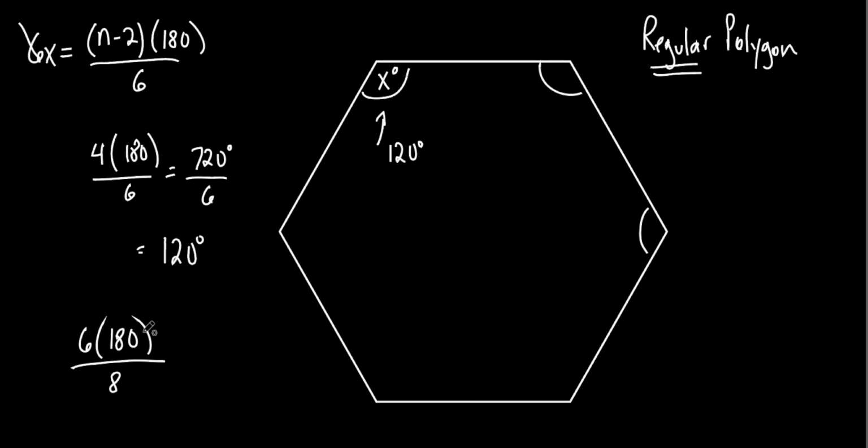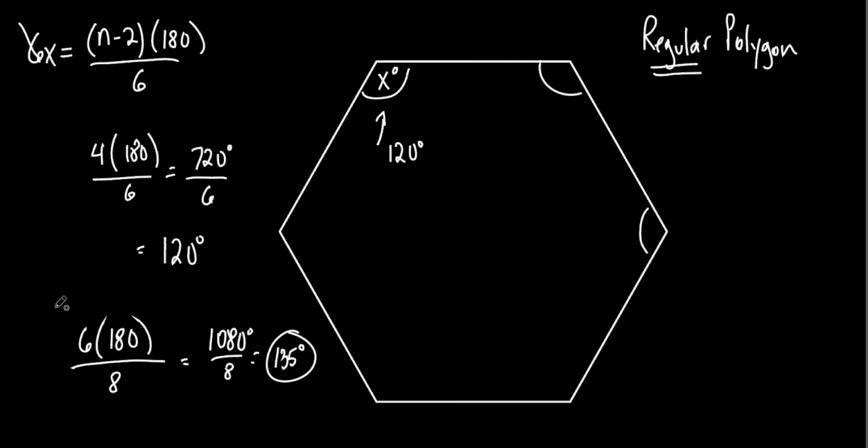There's 8 sides, 8 angles, correct? So that's your math right there. 6 times 180, what did I say that was? 1080? And if you divide that by 8, you get 135 degrees. What did I just find? I found the angle of a stop sign, because a stop sign is an octagon, correct?